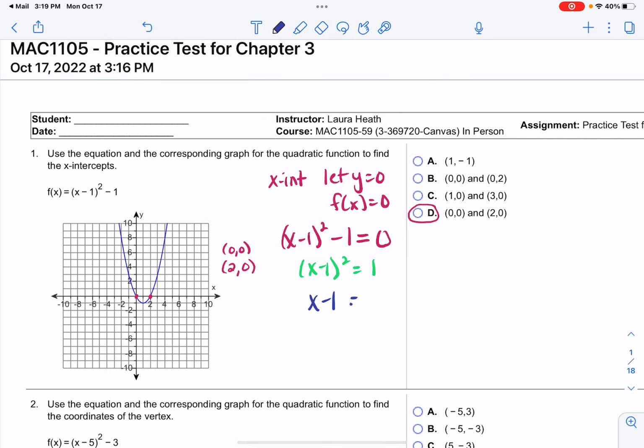I want to solve for x by taking the square root of both sides to get x minus 1 equals plus or minus the square root of 1, which is just 1. So x minus 1 equals plus or minus 1, and if I add 1 to both sides, I get x equals 1 plus 1, which gives me 2, and negative 1 plus 1, which gives me 0. So those are your two x values at the x-intercepts. And we already set y equal to 0, so that corresponds to the same 2 points.